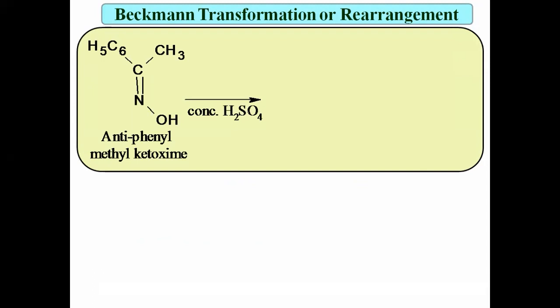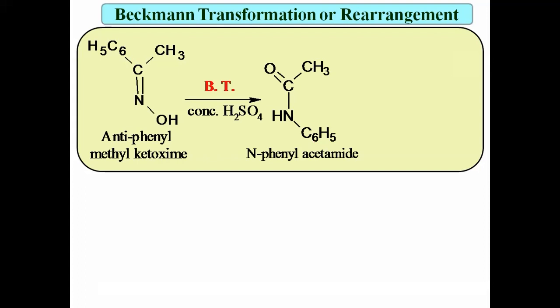In the first step, what happens? That phenyl group migrates onto the nitrogen and we get the corresponding N-phenyl acetamide. Okay, the first step is Beckmann's transformation. Now this product, that intermediate, further undergoes alkaline hydrolysis. This molecule undergoes hydrolysis. Okay, this bond undergoes breaking. The OH group adds to one side, while hydrogen adds to the other side.